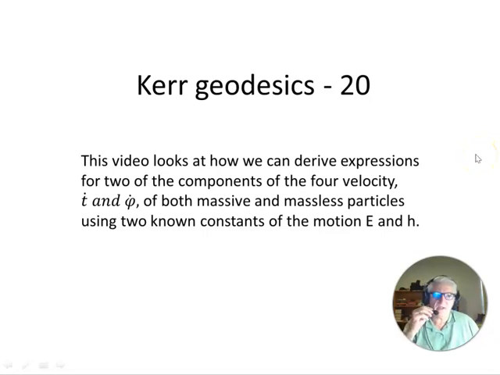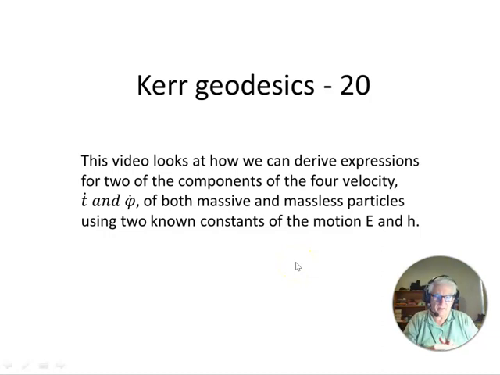Hello everyone, and welcome to this video, the 20th in the Kerr geodesics series. In this video we're going to look at how we can derive expressions for two of the components of the four-velocity, that is t dot and phi dot, of both massive and massless particles using two known constants of the motion, the energy and the angular momentum about the axis of rotation for a Kerr black hole.